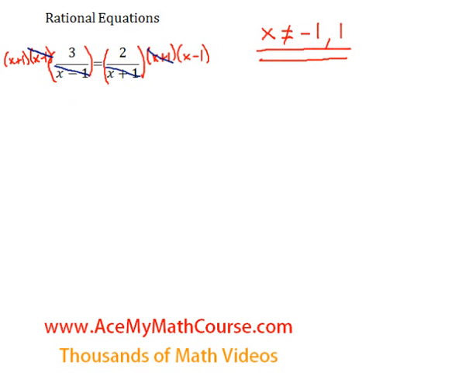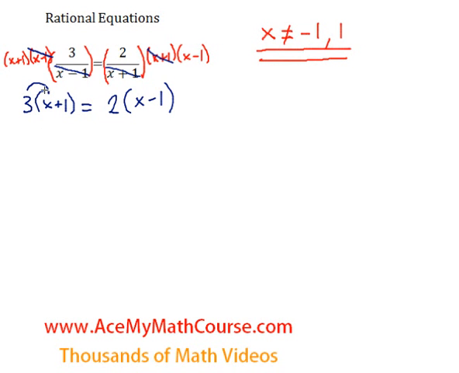Great. So over here we have x plus 1 times 3. I'll put the 3 in front, actually. And we have 2 times x minus 1 on the right-hand side of the equation. Look at that. We no longer have denominators, no more fractions. Fantastic. And we achieved all this just by multiplying both sides by the lowest common denominator.